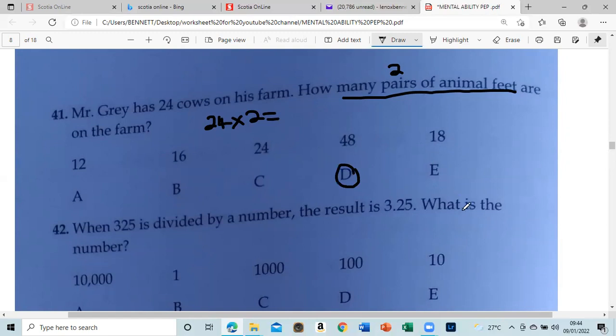When 325 is divided by a number, the result is 3.25. What is the number? These are awesome questions. That will be 100. All right, so what we do, when we are dividing by 10, 100 and so on, move the decimal places 2 points. So right here, decimal place over here, it will be 1, 2. So it will be 3.25.